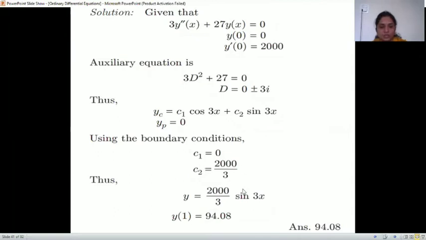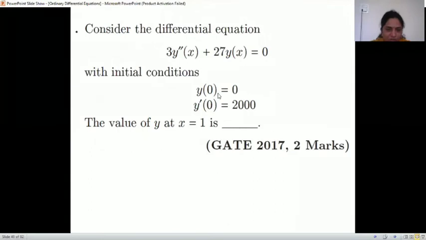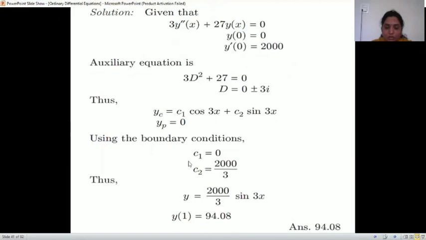And from the second condition, we have to take the derivative y dash, and then use the condition. From that we get c2 is 2000 by 3, right? And finally substituting this in your y, c1 is 0 and c2 is 2000 by 3, so y is 2000 by 3 into sine 3x. Your question is to find the value of y at x is equal to 1. So substitute x is 1 here. We get 2000 by 3 into sine 3. Solve this, and the final answer is 94.08.